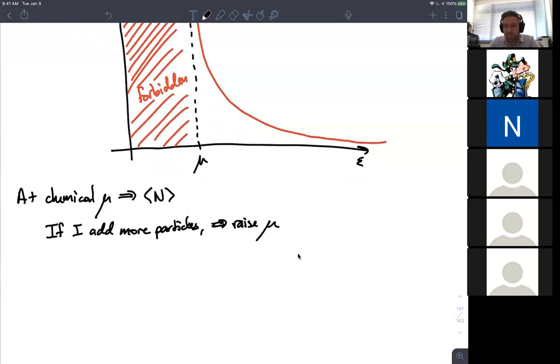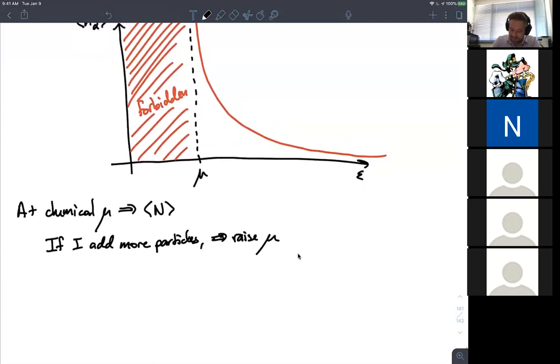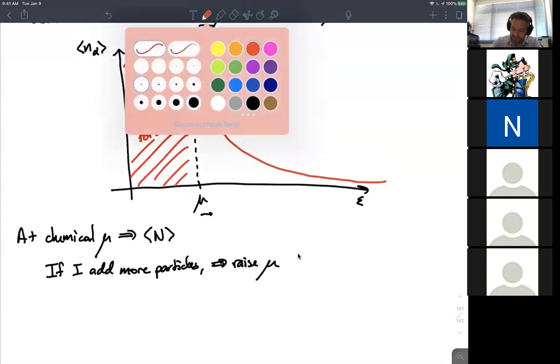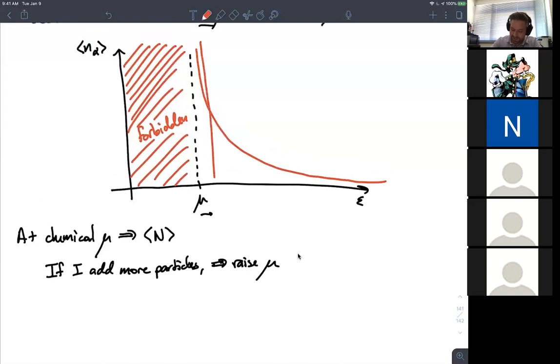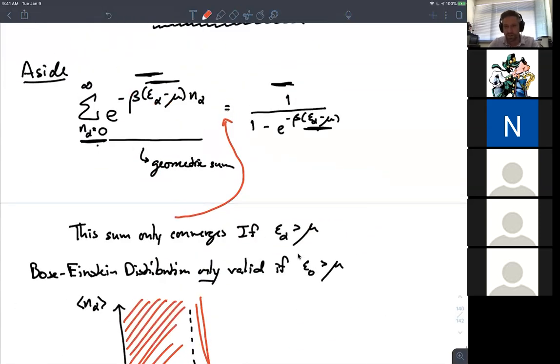And now what's going to happen is if you add in enough particles, eventually you're going to raise your chemical potential to the point... So let's say on my little plot I drew here, let's say that the ground state is, say, right here. Okay, if I stuff in enough particles, eventually the chemical potential comes up to meet the ground state energy of the system. And when that happens, this sum up here goes completely bonkers. Okay, does that make sense?